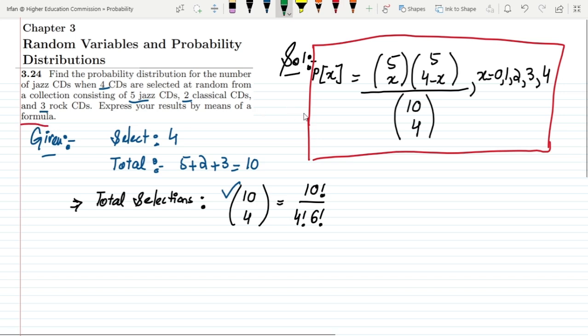So that's it for today, in which we have found the probability distribution formula for the problem at hand. If you have any questions, you can ask me in the comment box, and you can also simplify this to find different probability distributions. That's it for today, and see you soon.